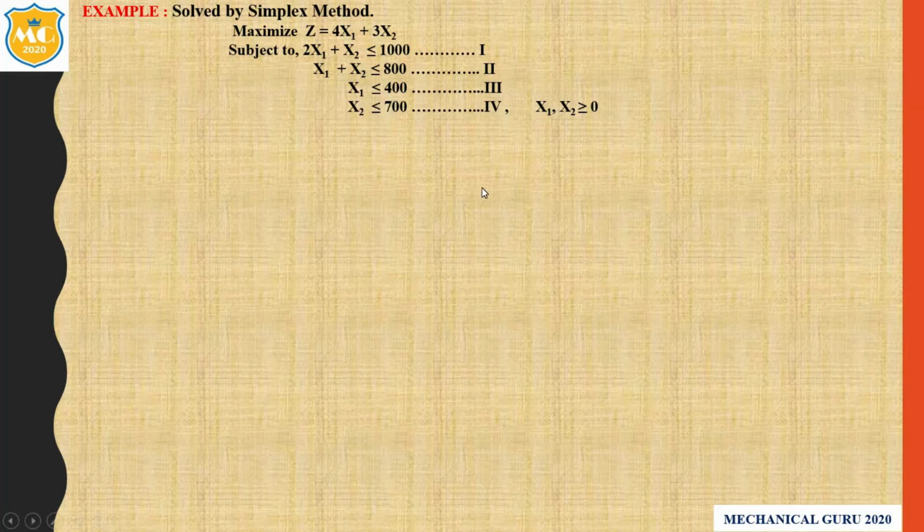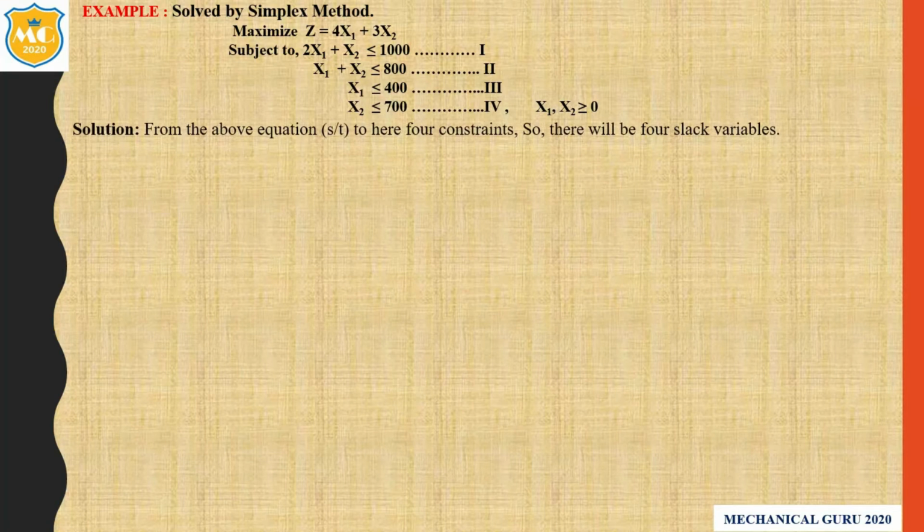So this example we solve by the simplex method. Now we solve the example. From the above, there are 4 constraints, so there will be 4 slack variables, because here all the signs are less than or equal to, which means we have to add 4 slack variables. So now the inequalities can be replaced below.